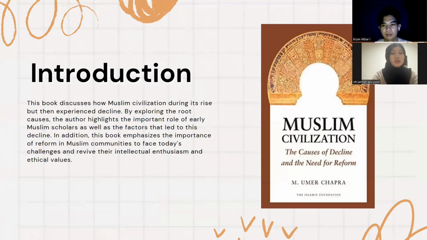For the introduction, this book explains why the Muslim world has declined today, especially when compared with its past as a center of Islamic civilization that advanced in trade and learning from the 10th to 15th centuries. The book explores the role of Islam in the rise of Muslim civilization and challenges the question of whether Islam also contributed to its decline by exploring the root causes. The author highlights the important role of early Muslim scholars as well as the factors that led to this decline. In addition, this book emphasizes the importance of reform in Muslim communities to face today's challenges and revive their intellectual enthusiasm and ethical values.